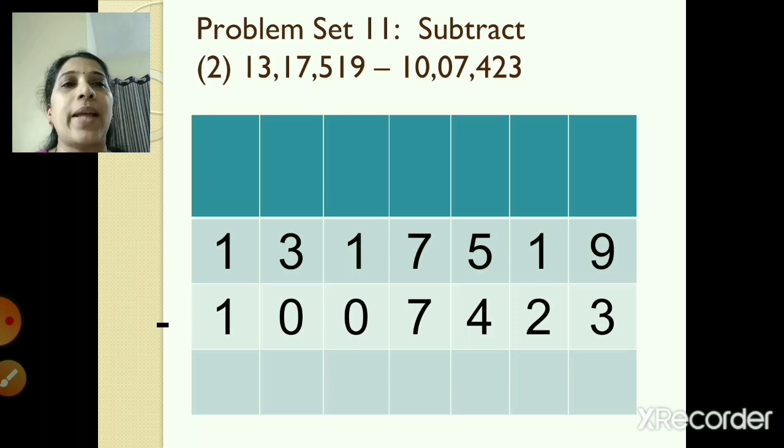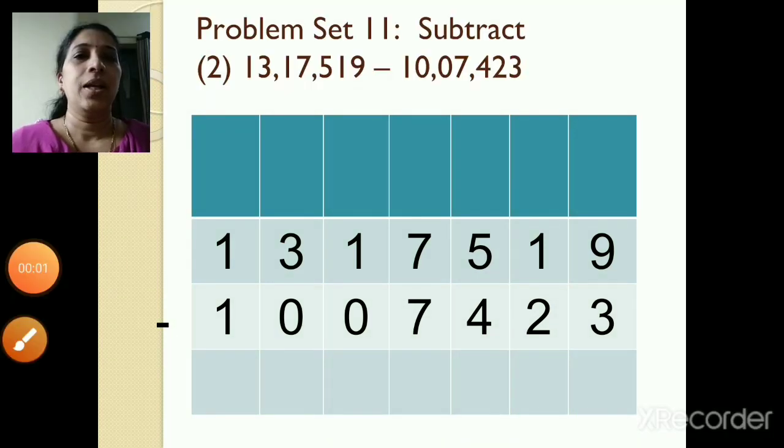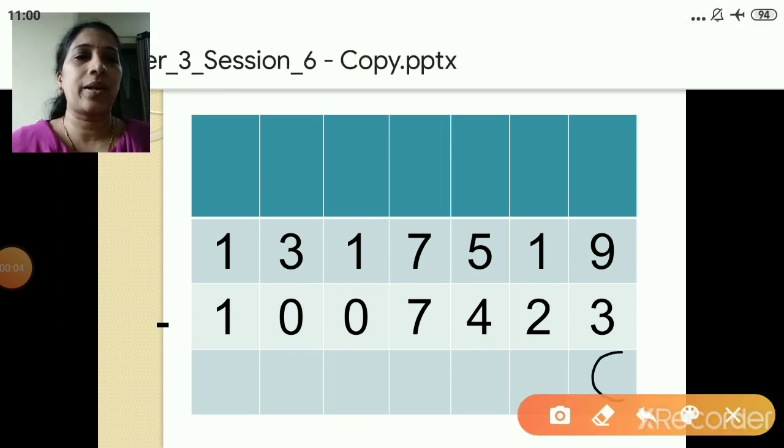So you are going to minus 10,07,423. So 3 in the units place, 2 in the tens place, 4 in the hundreds place, 7 in the thousands place, 0 in the 10,000s place, 0 in the lakhs place and 1 in the 10 lakhs place. So let's carry out the subtraction from our right hand side. So children, 9 minus 3 is 6. So you will write 6.